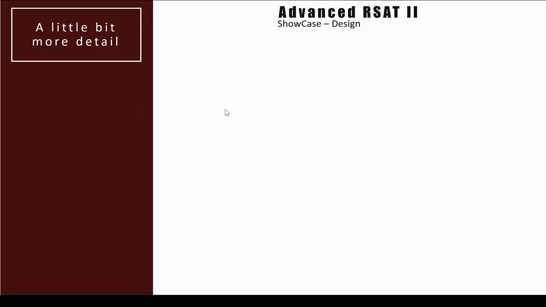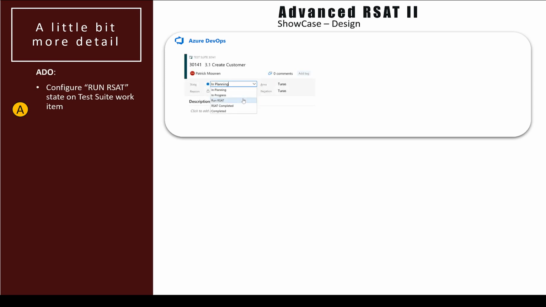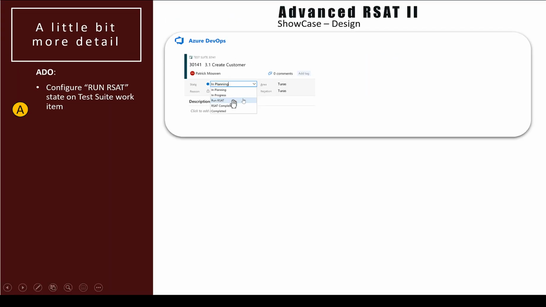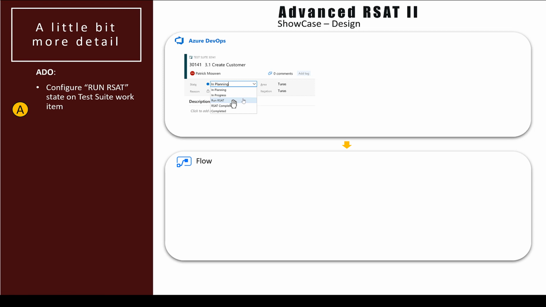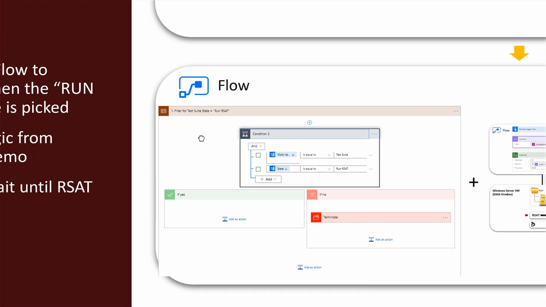So first, the design. As a first step in this showcase, we'll define a new state on the test suite work item in Azure DevOps. We'll call that state Run RSAT. Then we'll define a trigger on our flow, which for this demo is working against any updates on work items in Azure DevOps. Then we'll filter for any updates which set the state on a test suite to Run RSAT, and only in that case we'll continue.